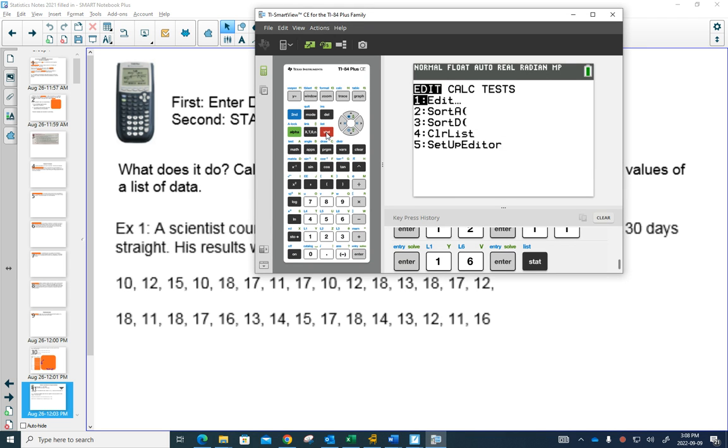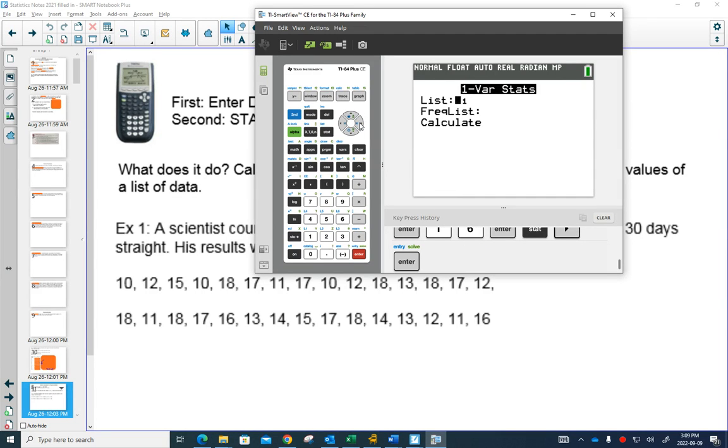you can hit the stat button again, and this time arrow over to the right to calculate. And since we just had things in list one, we can go to number one, one variable statistics, push enter. It just has a list in list one. We do not have a frequency. Now, depending on the version of calculator that you have, some will come up with a menu like this. Others will just go one var stats and you push enter. Once you push enter, it starts giving you all sorts of answers.